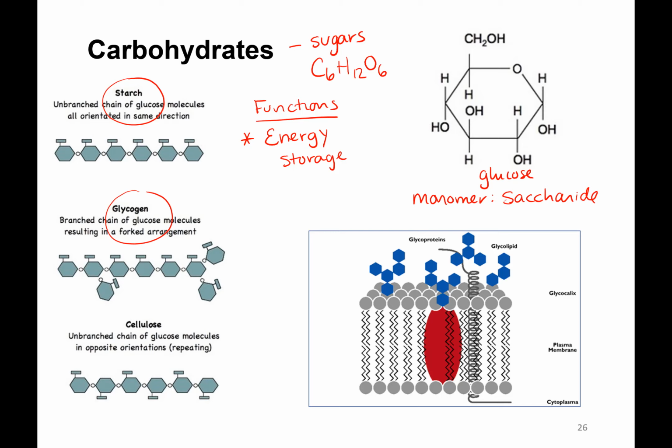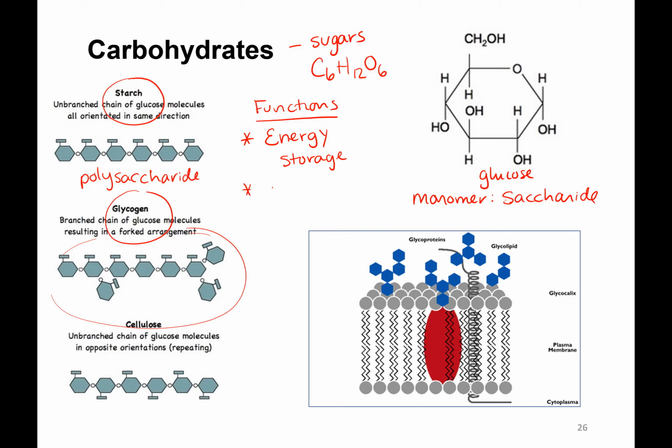And then you can have these polysaccharides shown on the left here, such as starch, glycogen, a bunch of sugars, a bunch of carbohydrates hooked together. Glycogen is your storage in animal cells. Starch is the storage of carbohydrates in plant cells.